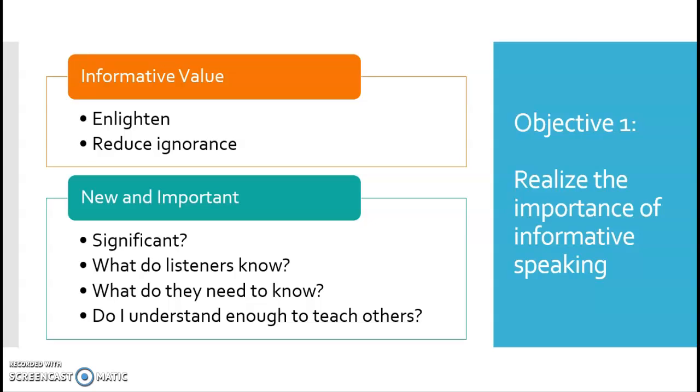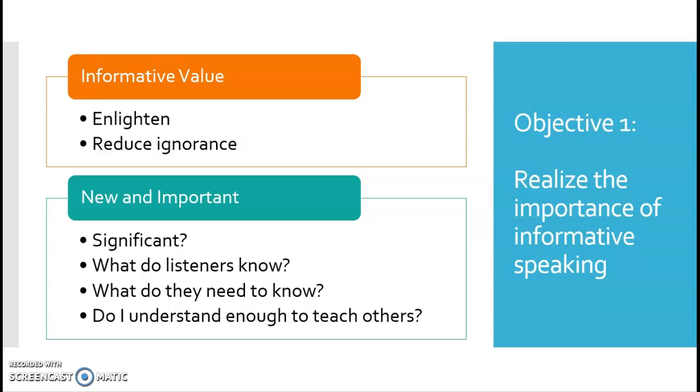Now let's overlay that with how important it is. So we need to think about, okay, is my topic significant enough to merit an informative speech? Meaning, does it do justice to informative speaking? Secondly, how much do listeners know about this topic? Is there really room for enlightenment? Is there a need to reduce misconceptions about this topic? Thirdly, what do they need to know?